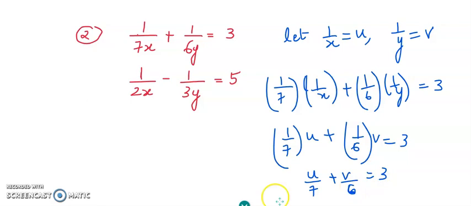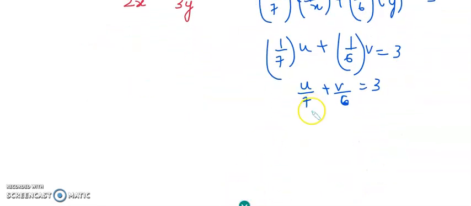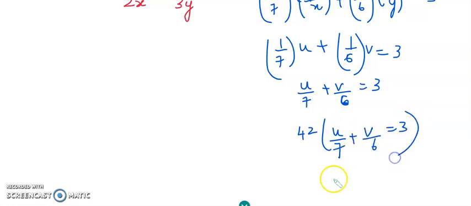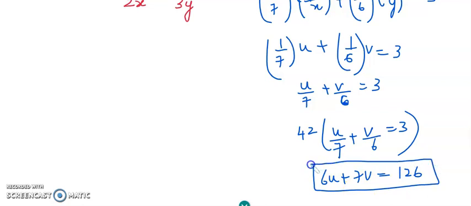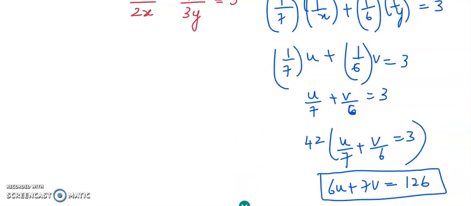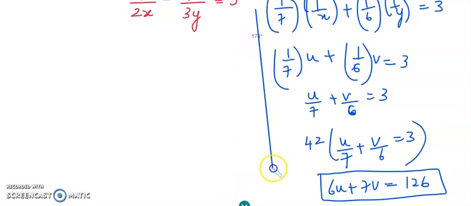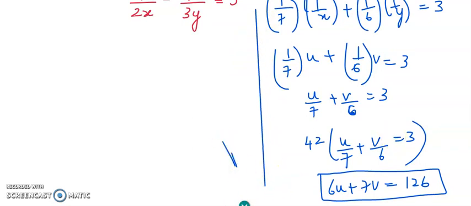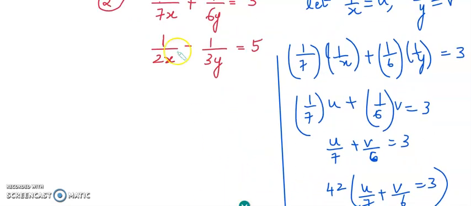So what is my LCM here? 7 and 6 means it will be, yes, 42. So u upon 7 plus v upon 6 is equal to 3. So we end up with, yes, 6u plus 7v equals 126. Right? Similarly, in the next one, we are going to change this thing. So I'm just going to put it below. So the second equation is just below here.